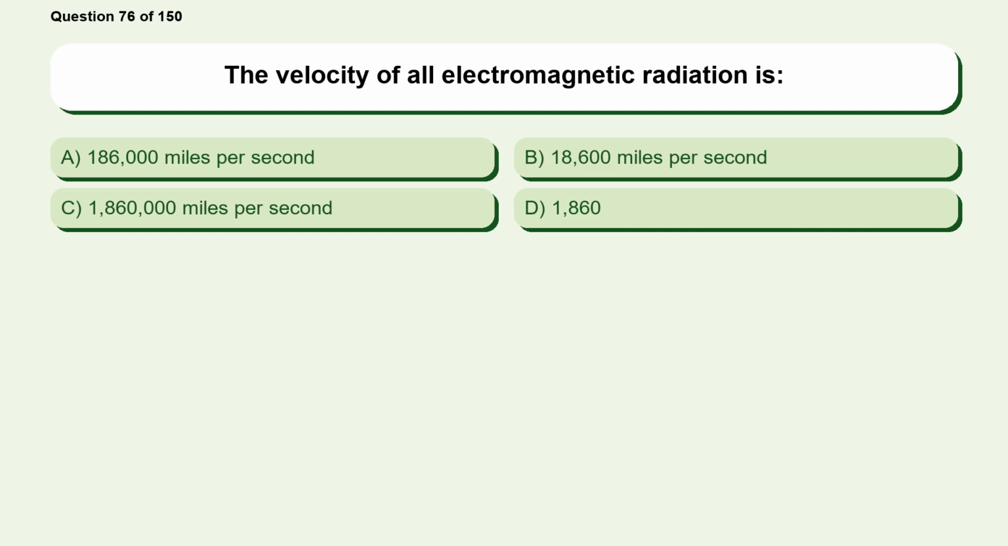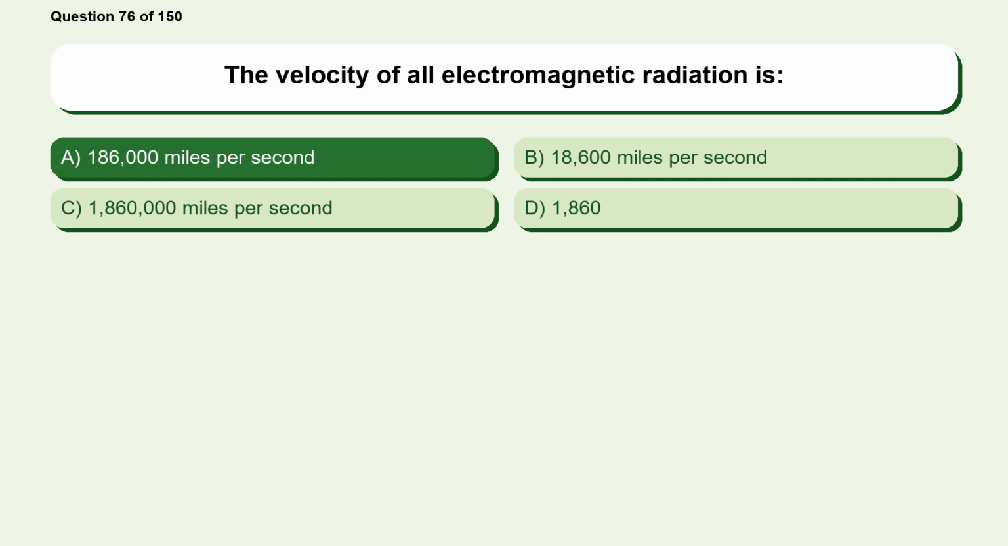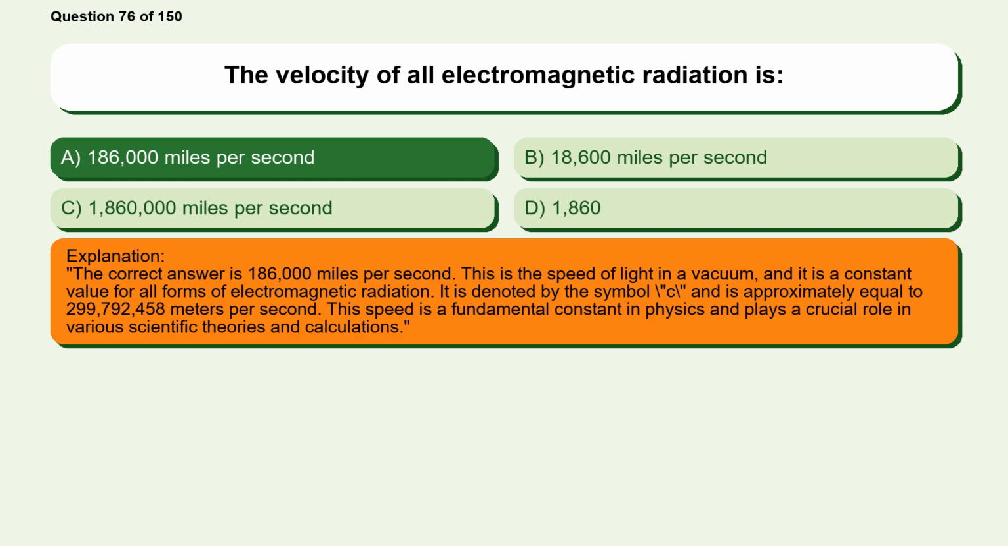Question 76. The velocity of all electromagnetic radiation is: Option A, 186,000 miles per second. Option B, 18,600 miles per second. Option C, 1,860,000 miles per second. Option D, 1,860. The correct answer is option A, 186,000 miles per second.